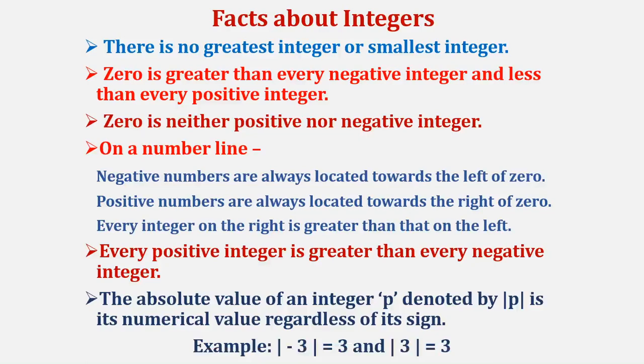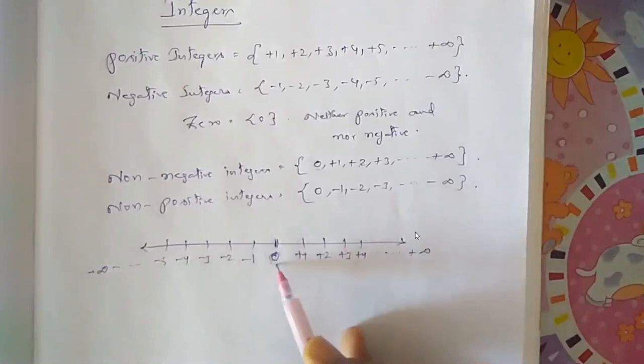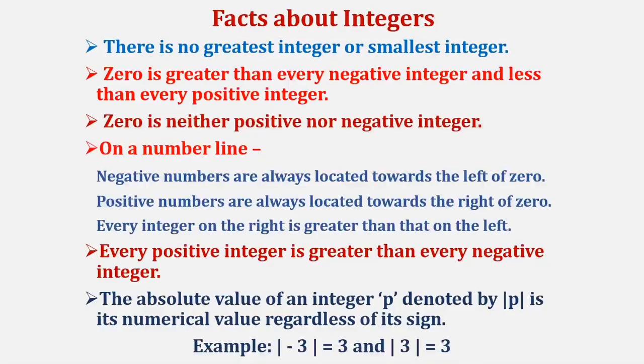Next, third is 0 is neither positive nor negative. This we already learnt. And on a number line, negative numbers are always located towards the left of 0. Already we learned negative numbers are always located to the left of 0 and all positive numbers are located to the right of the 0.